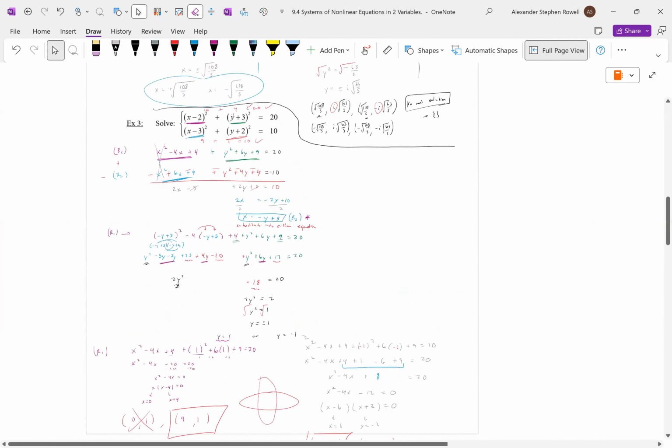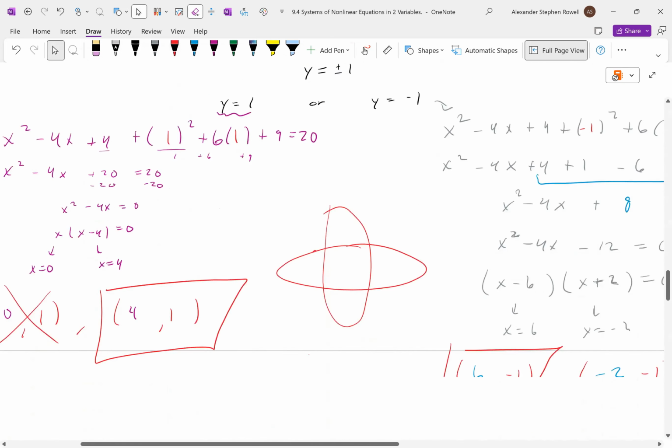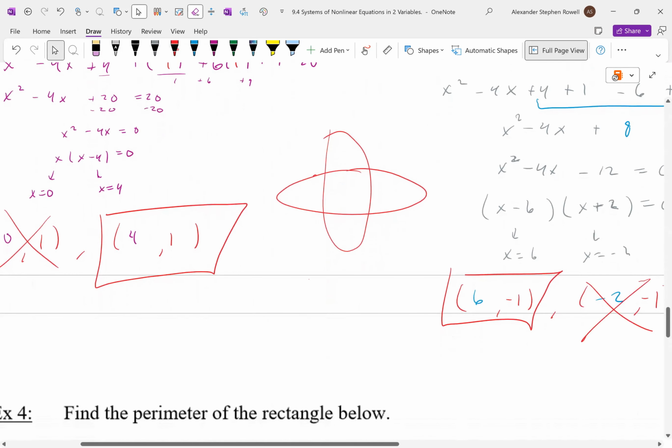And (-2, -1). Okay, so that would be -4 squared is 16. -1 in here would be 2 squared plus 4 is equal to 20. So that checks out. And -4 minus 3 is -7. -7 squared is 49, and already it's not going to work, because 49 plus 1 is equal to 10 is not true. So we're going to cross out that solution. The solutions are (4, 1) and (6, -1).